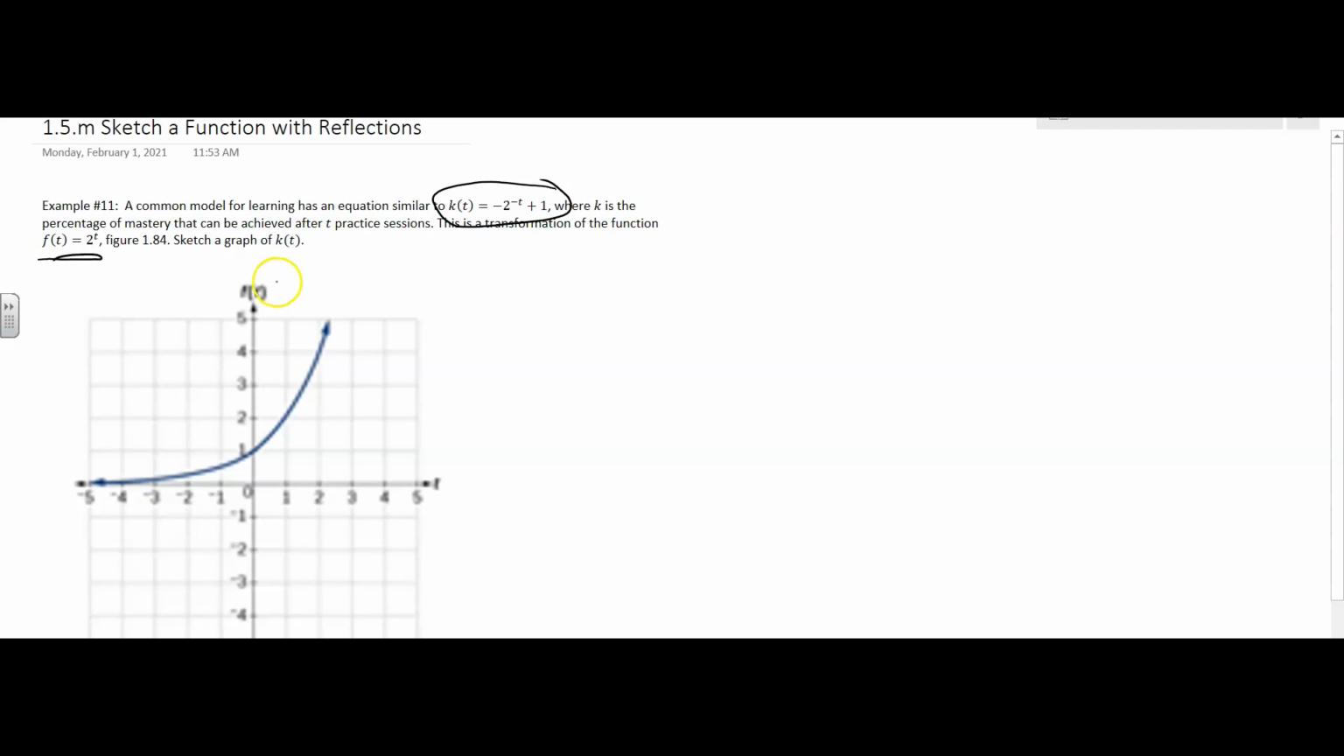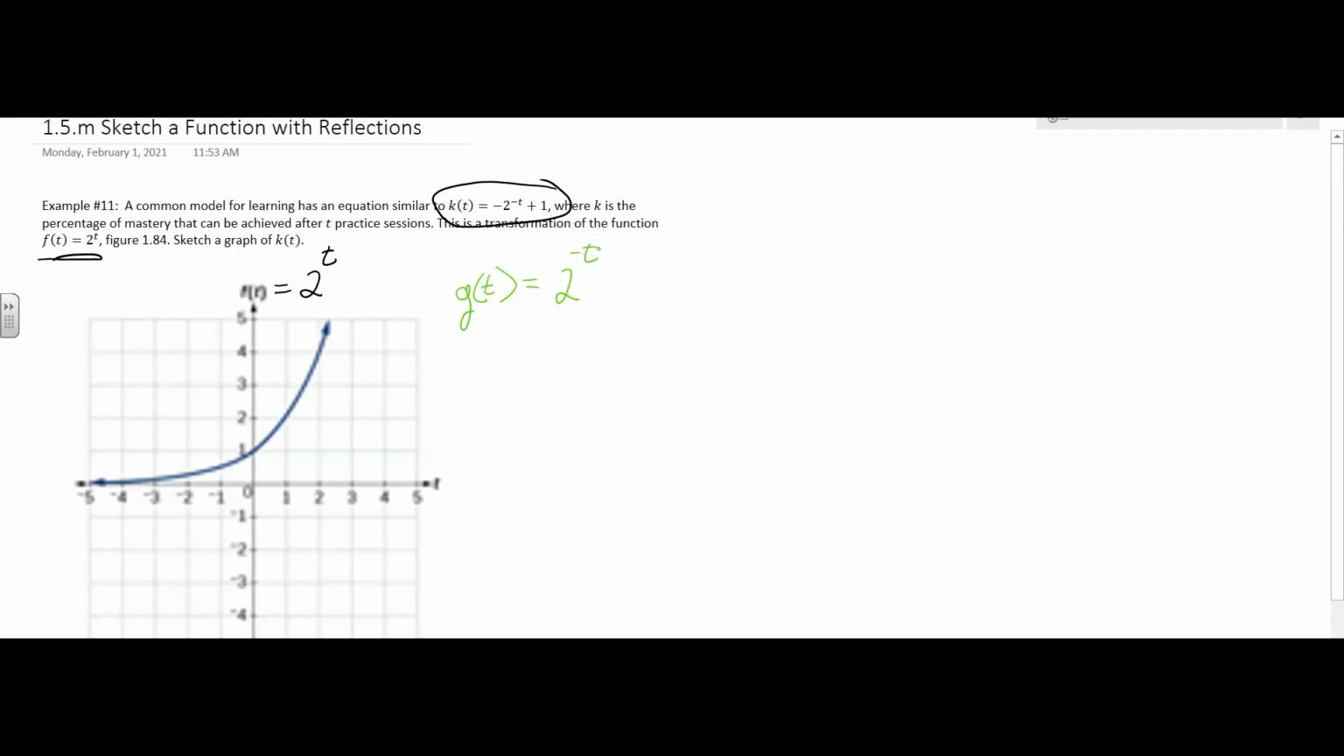So this is F of T, and F of T is 2 to the T power. That is an exponential function, and they have the picture there for us. I'm going to take this apart into pieces. So the first thing I'm going to look at is, I'll call it G of T, being 2 to the opposite of T.